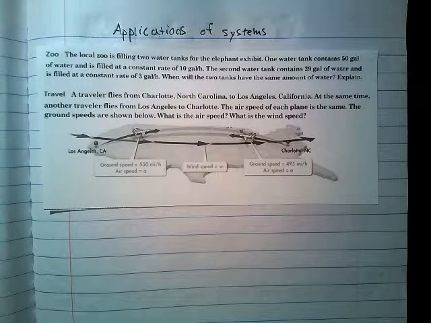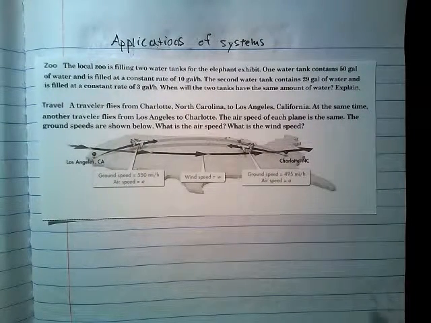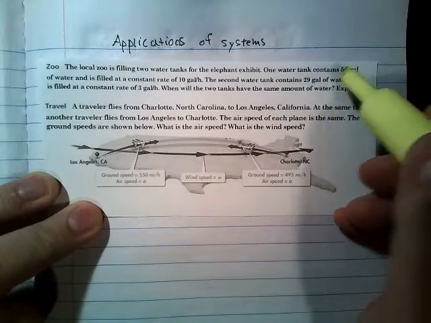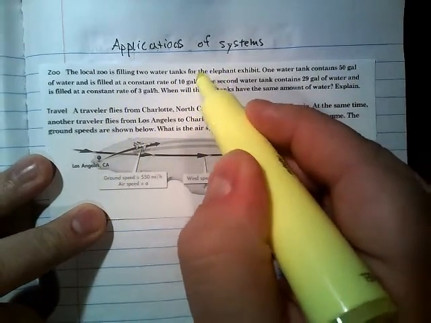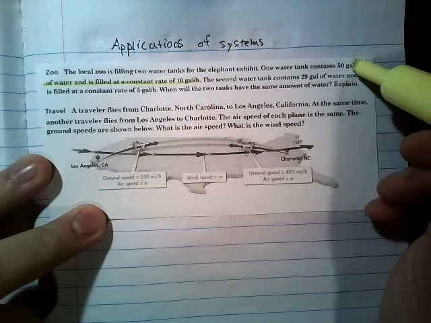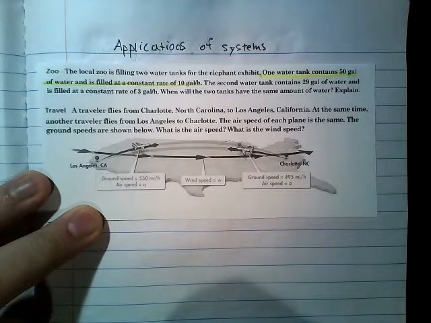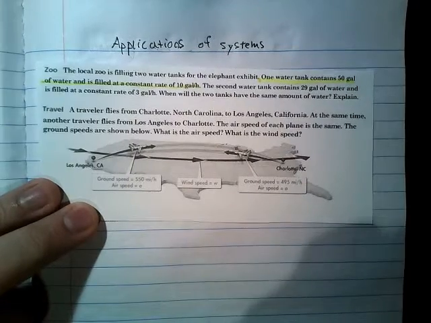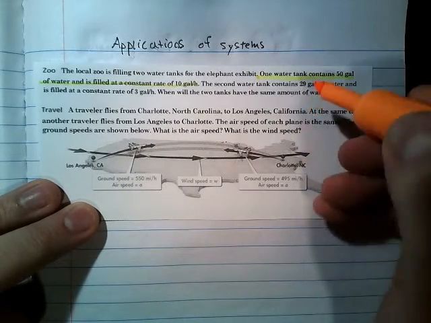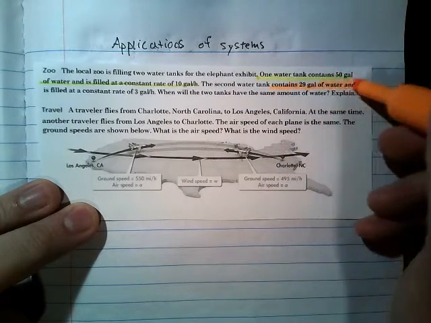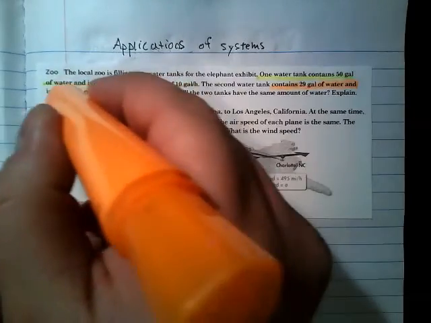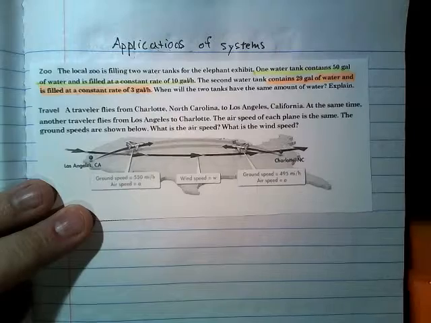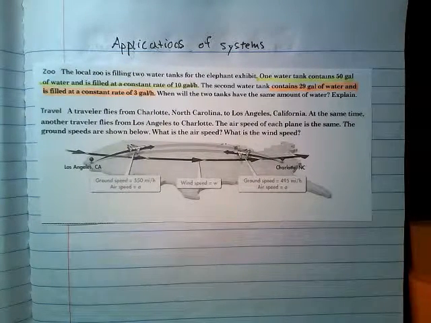So let's go ahead and find the 2 separate sets of information so we can make our 2 equations. The 2 separate sets of information I see are the 2 different tanks we have, right? So we have one water tank that contains 50 gallons of water and is filled at a constant rate of 10 gallons per hour. So that's one set of information, right? And then we have a second water tank. That would be my second set of information. And that one contains 29 gallons of water and is filled at a rate of 3 gallons per hour. So now I have 2 different sets of information. I can make 2 equations. And I'm going to cut out that problem now and tape it in, and then we'll show the work at the end.